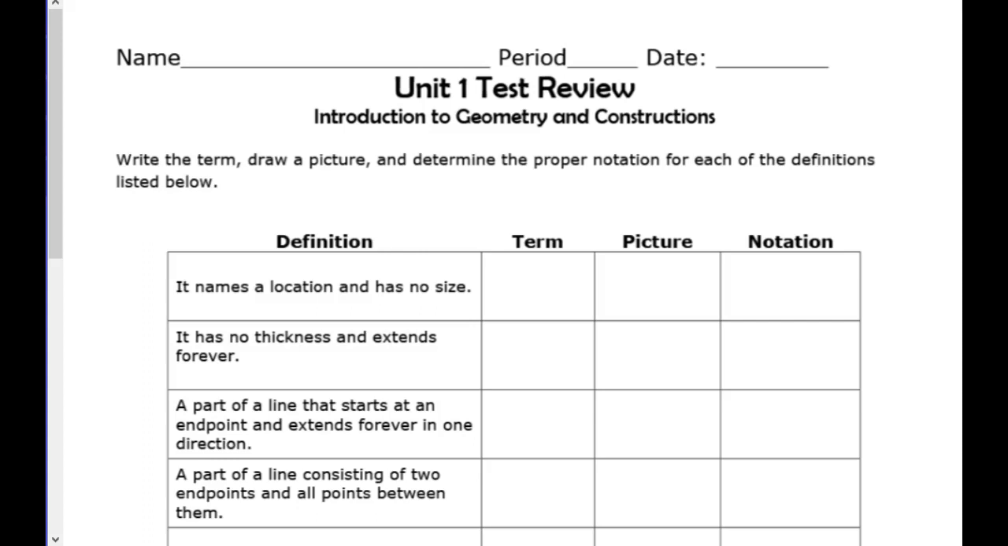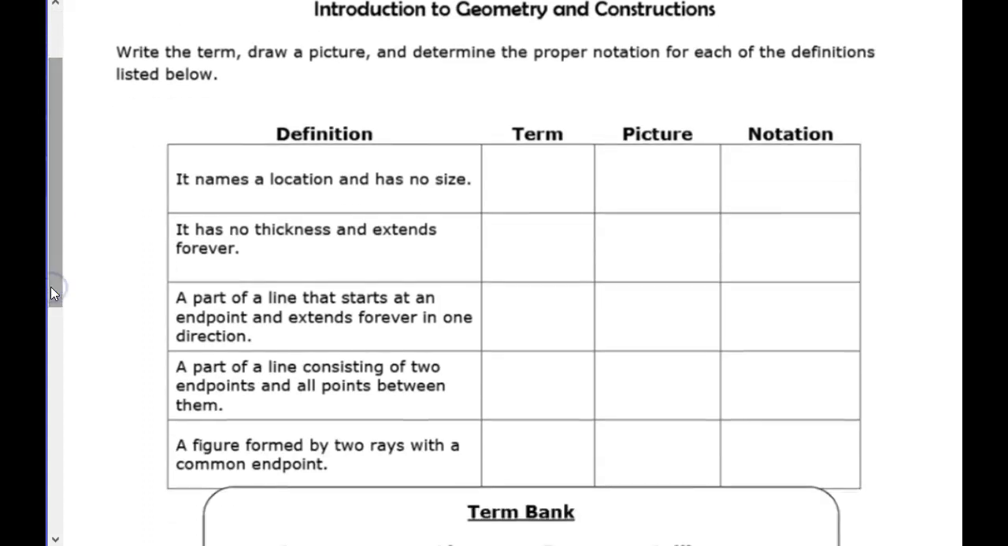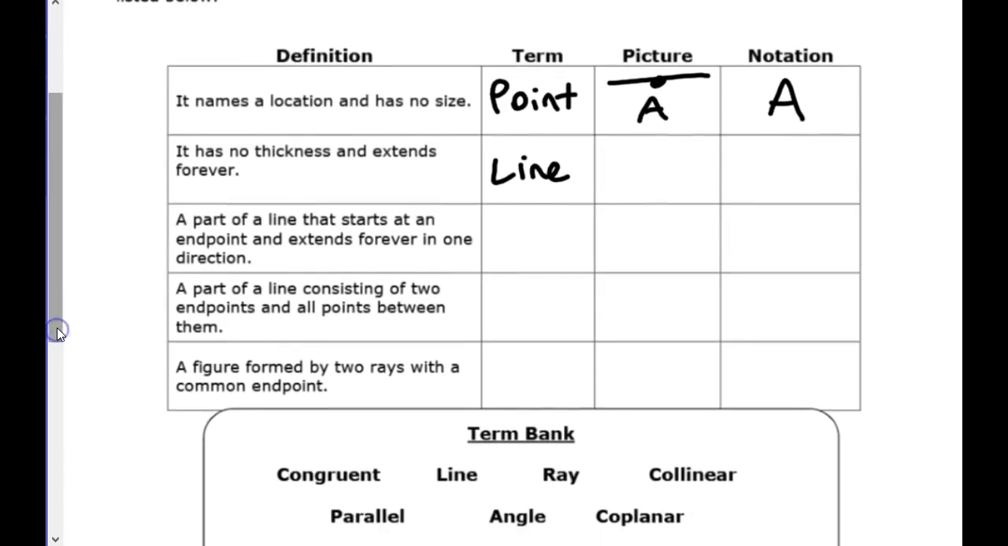So let's go ahead and do this review. It names a location that has no size. It is a point. We got a picture right here, and notation. No thickness and extends forever. Okay, that's a line. And again, we have these terms at the bottom here.